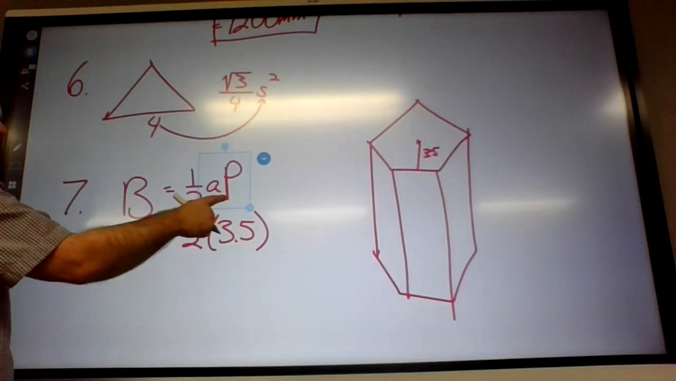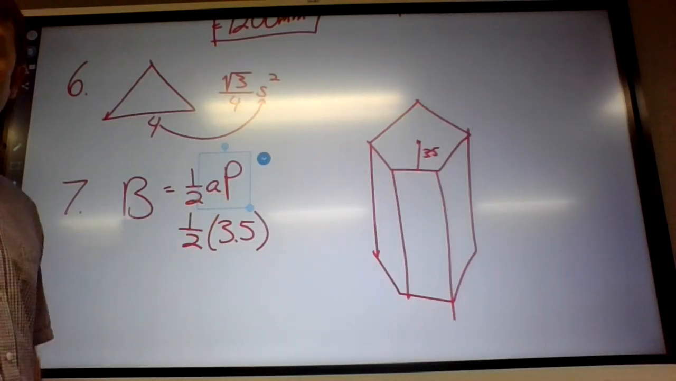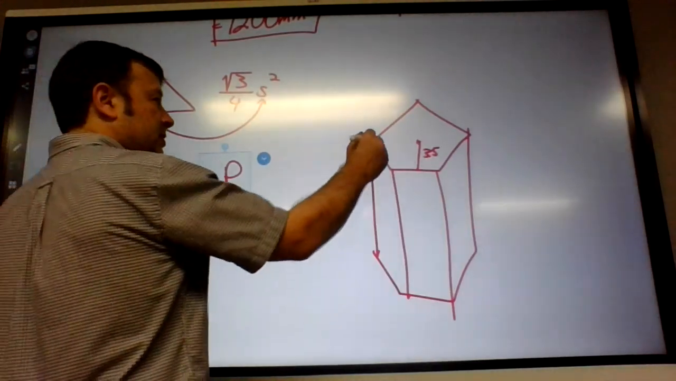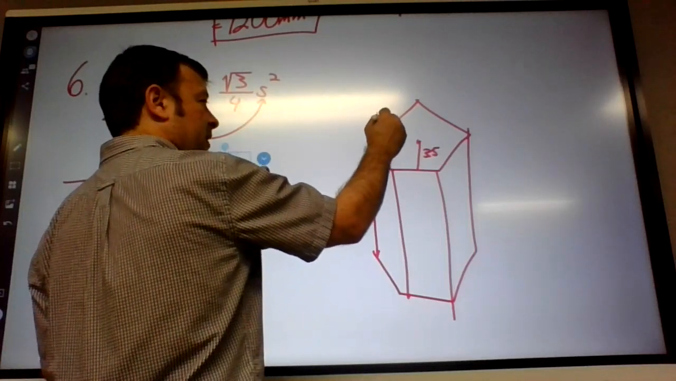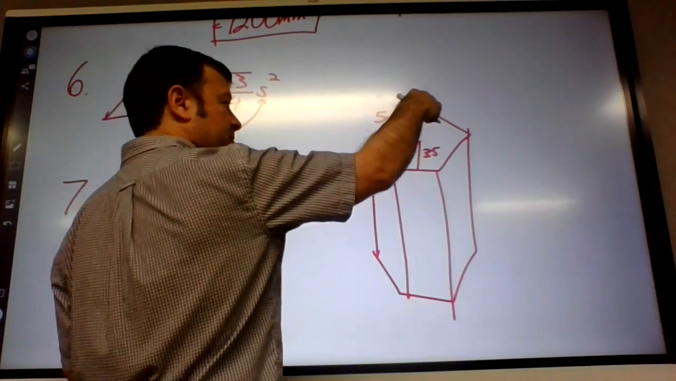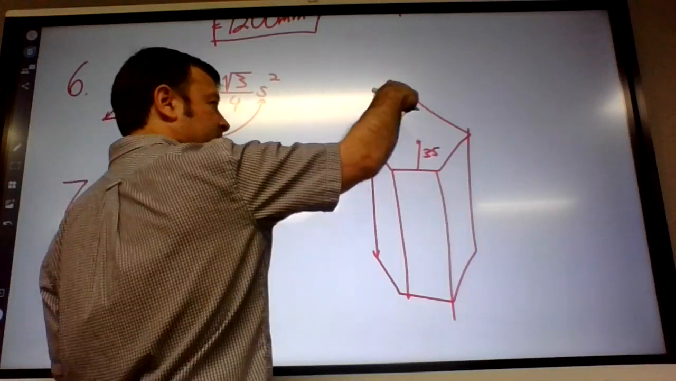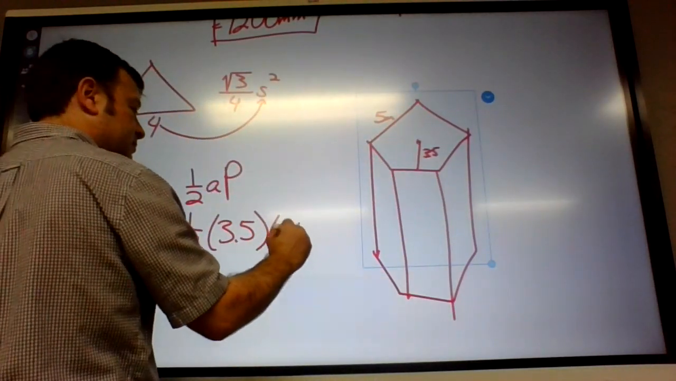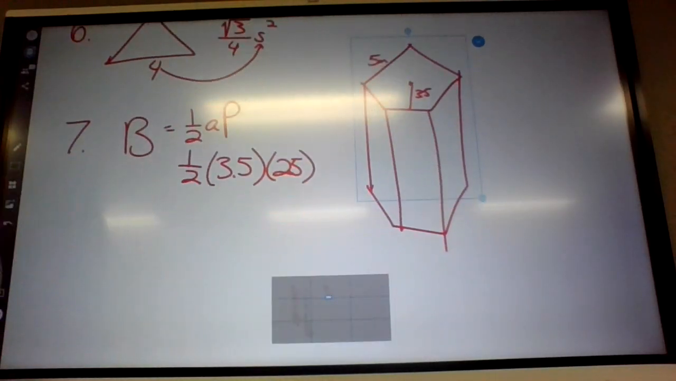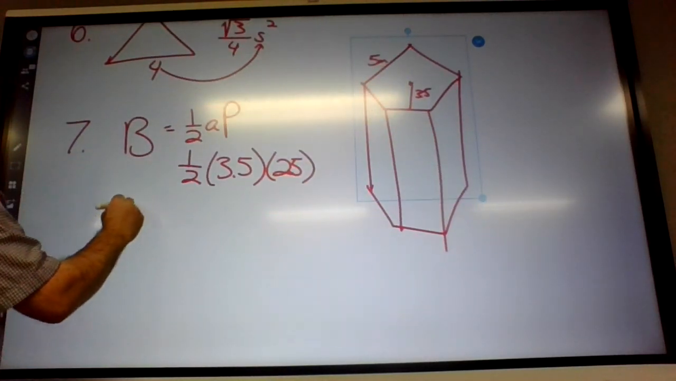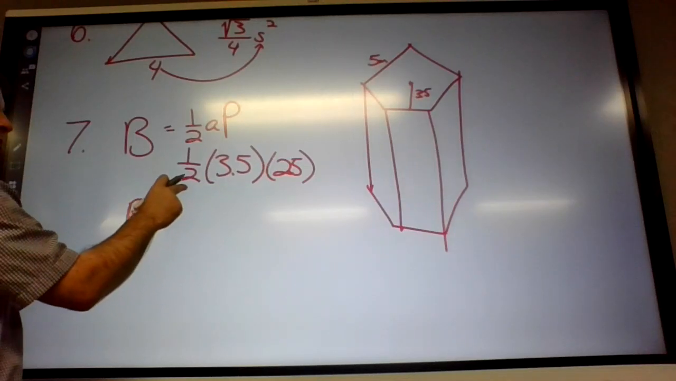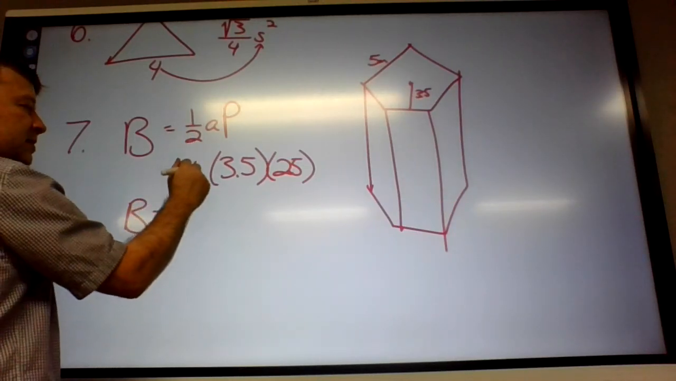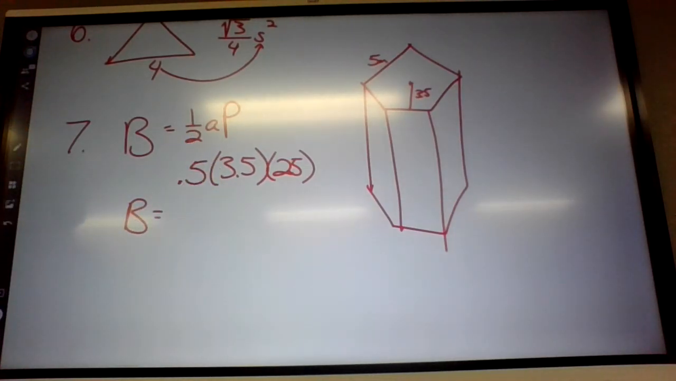Okay, what does P stand for? Perimeter. What's the perimeter of that pentagon? They put a 5 on one of the sides, and we know it's regular, so it's 5, 5, 5, 5, 5. So it'd be 25. Let's plug that in. Instead of 1/2, you could plug in 0.5. That'd probably be easier. Somebody plug that in the calculator. 43.75. Okay.